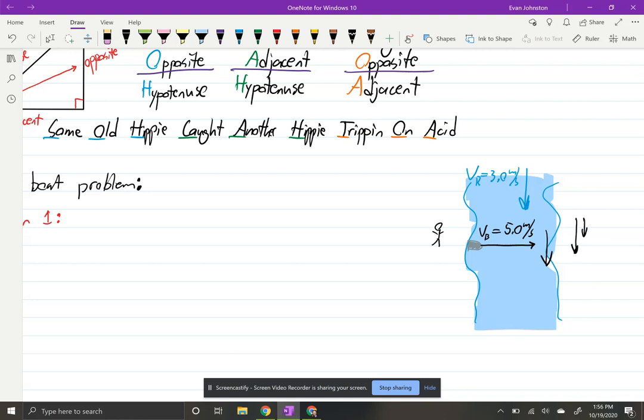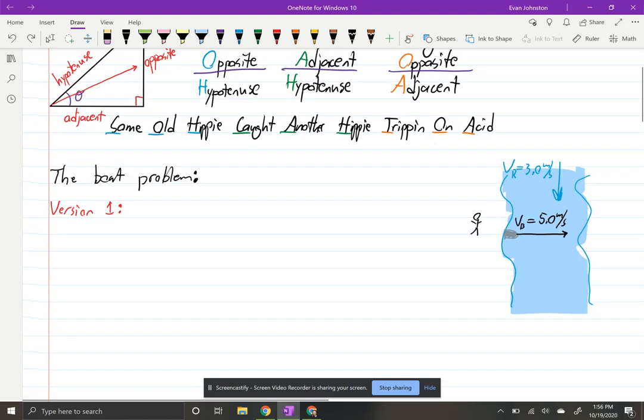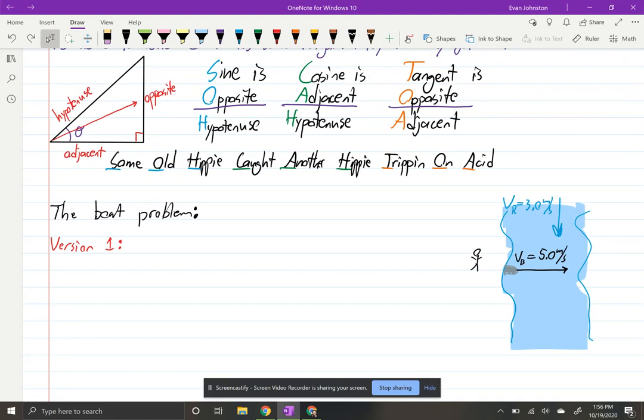Now, what we're looking at today are some values in between, some interesting, unique problems, and we'll have to use this SOHCAHTOA stuff to do it. So here's the boat problem, really. And I'll get rid of myself over here, or you, or whoever that is.